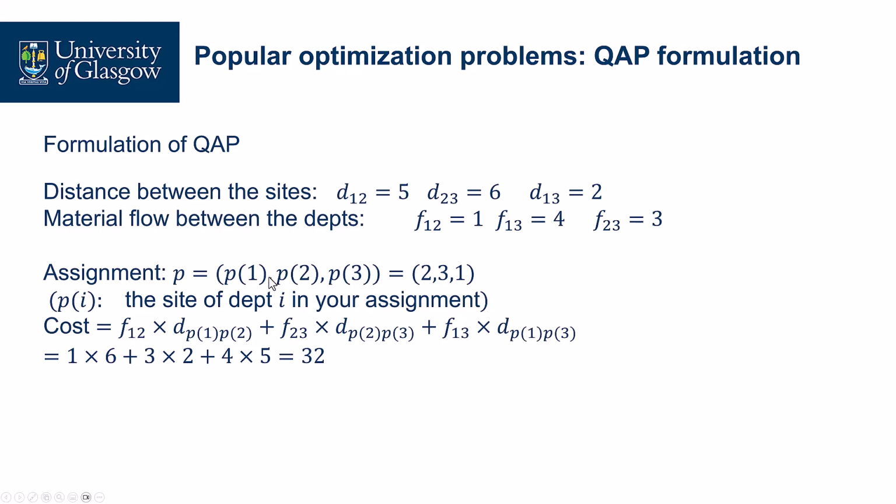Pi means what? This 1, 2, 3 means department 1, department 2, department 3. So P1 means the site that department 1 goes to. P2 means the site department 2 goes to. In this way, we can calculate the cost. We first use the material flow between the departments, F1,2, the material flow between department 1 and 2. Then we take the distance between the site department 1 goes to and the site department 2 goes to. We do the same for the other pairs, and sum them together to calculate the cost.